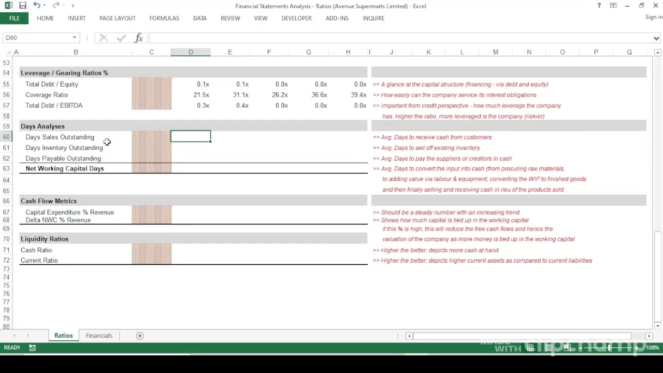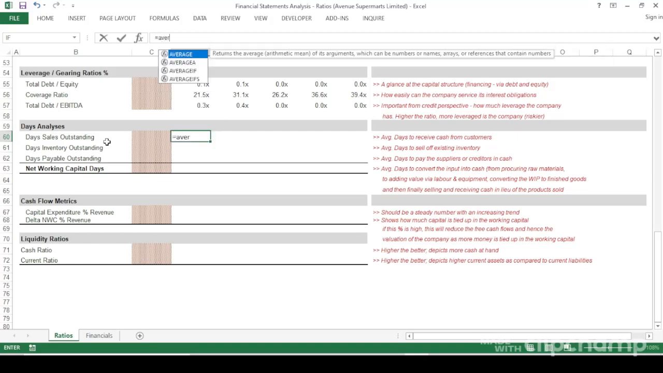Now we'll do the days analysis. This is also related to the efficiency of the company, or how efficiently the company is managing its operations from the cash perspective, in terms of collecting, paying, or basically selling the inventories. Days sales outstanding is nothing but, on average, how many days a company takes to collect the cash from the customers for the products that it has sold.